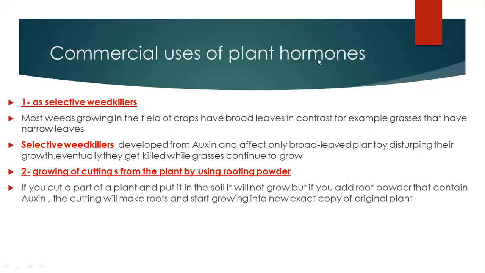The second commercial use of plant hormones is growing cuttings from a plant by using rooting powder. If you cut a branch from a tree and put it in the soil in a trial to make it grow and make a copy of the same tree, it will not grow. But if you take this cutting containing some leaves and you put auxin, what we call rooting powder, the cutting will make roots and start to grow and make a new copy of the original plant.